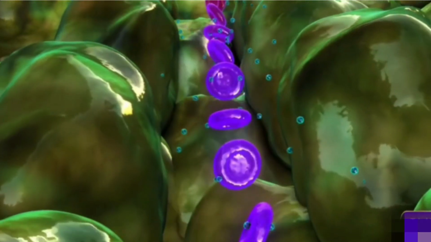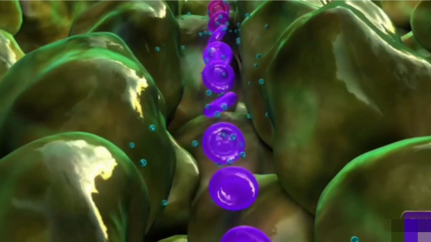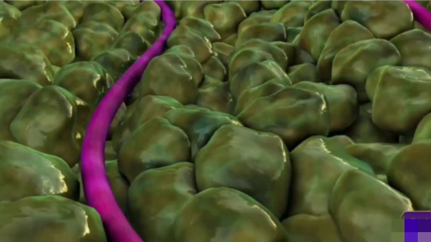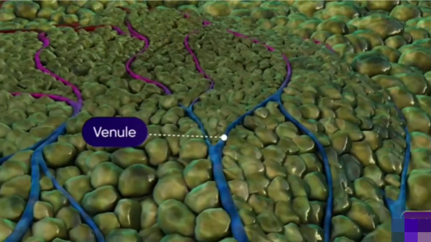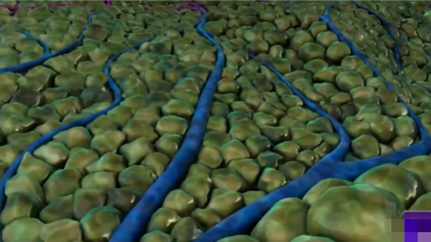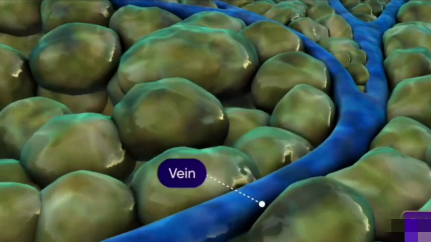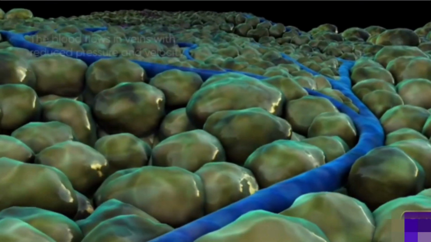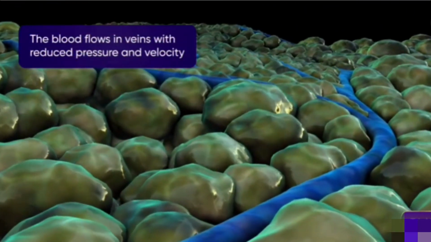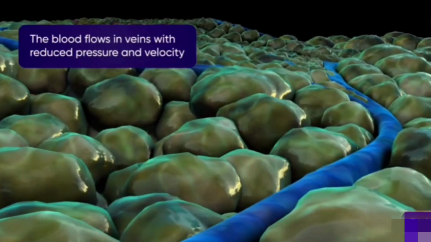As blood leaves the capillary bed, the capillaries gradually join one another to form larger vessels called venules. These then join to form the veins. By the time blood enters the vein, pressure is reduced, so the vein does not require a thick wall.